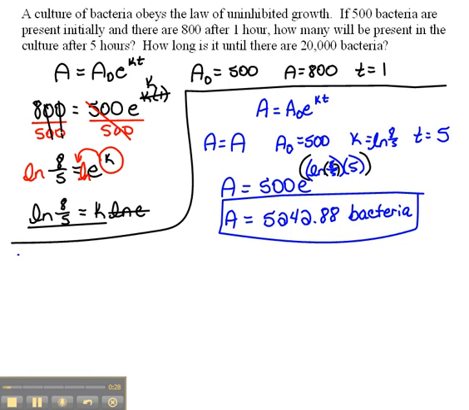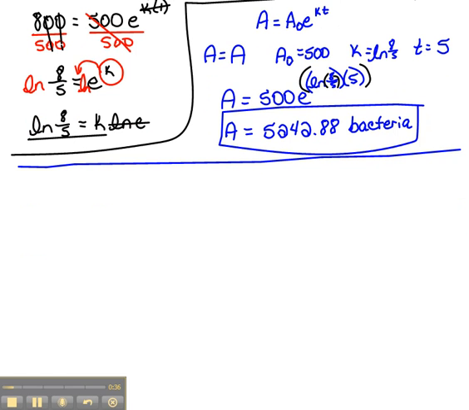Alright, well, our next part of the problem says, how long is it until there are 20,000 bacteria? Again, we are using the uninhibited growth formula, so that's A equals A naught e to the kt. In this we have variables of A naught, k, and t.